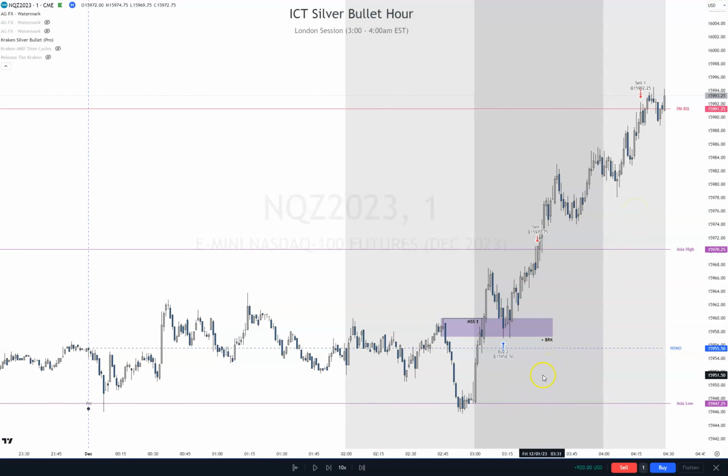Okay, so that is your London silver bullet session on December 1st using the Kraken Silver Bullet Pro indicator.